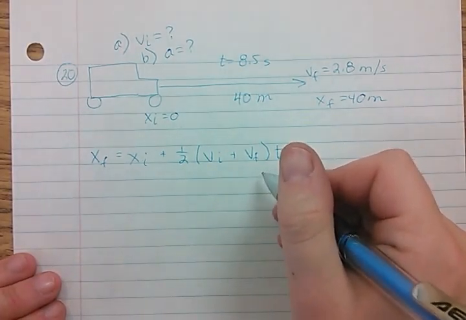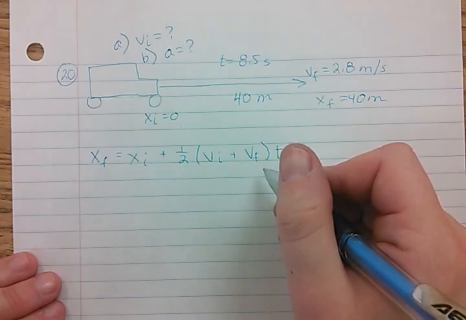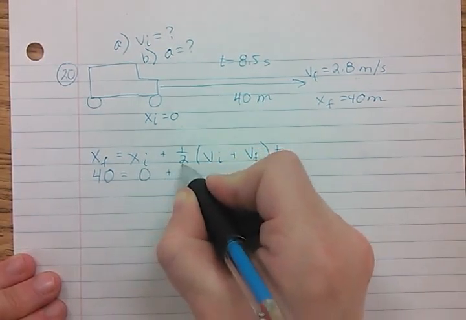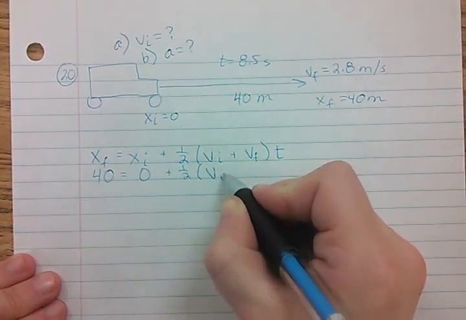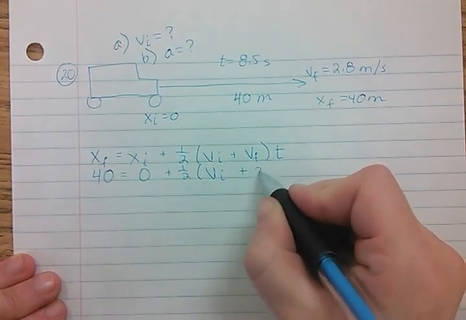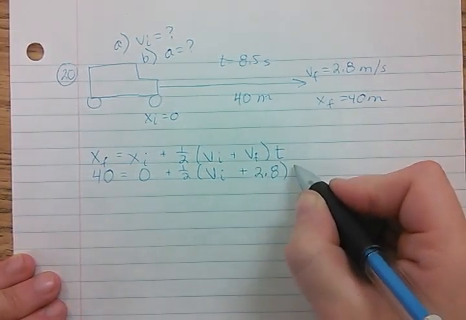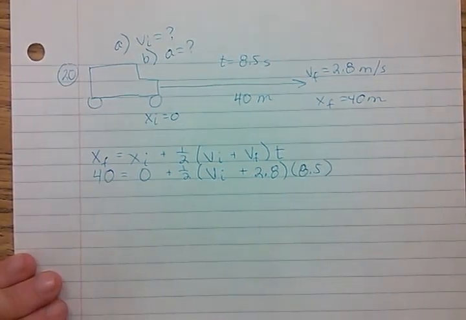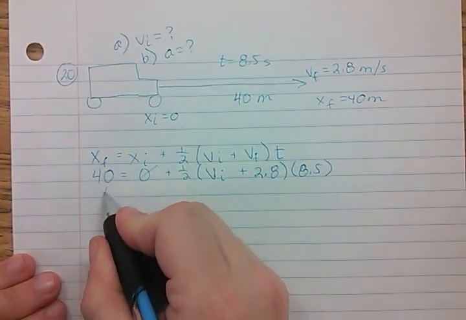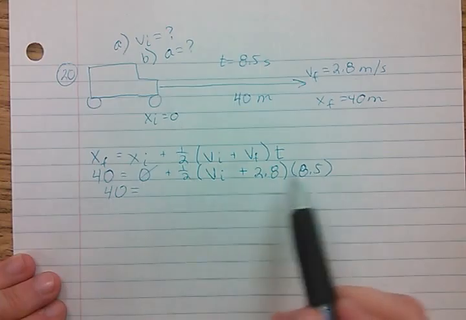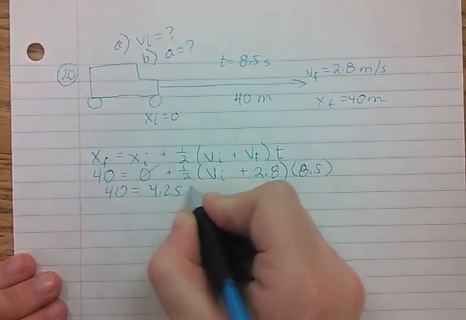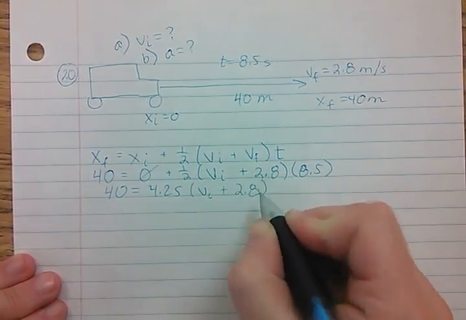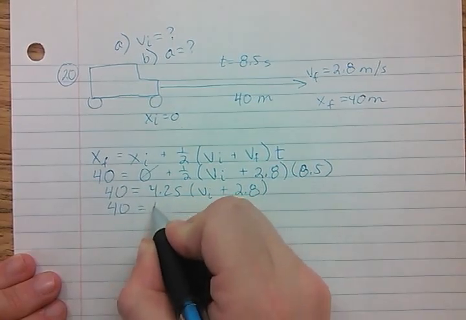And now we just plug in our variables and chug through the algebra. So XF is 40, XI is 0. We're looking for VI, so we just leave that as a variable. VF is 2.8, and time is 8.5. So the first thing I'm going to do is I'm just going to get rid of that 0. And then I'm going to do 1/2 times 8.5, which is 4.25. Distribute that 4.25.